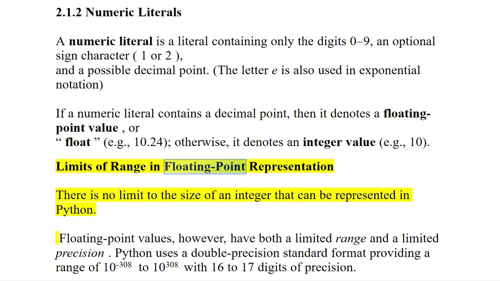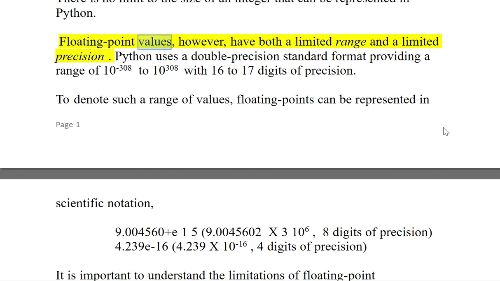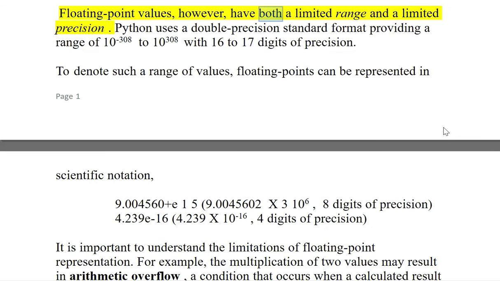Limits of range in floating point representation. There is no limit to the size of an integer that can be represented in Python. Floating point values, however, have both a limited range and a limited precision. Python uses a double precision standard format providing a range of 10 to the power of -308 to 10 to the power of 308 with 16 to 17 digits of precision.